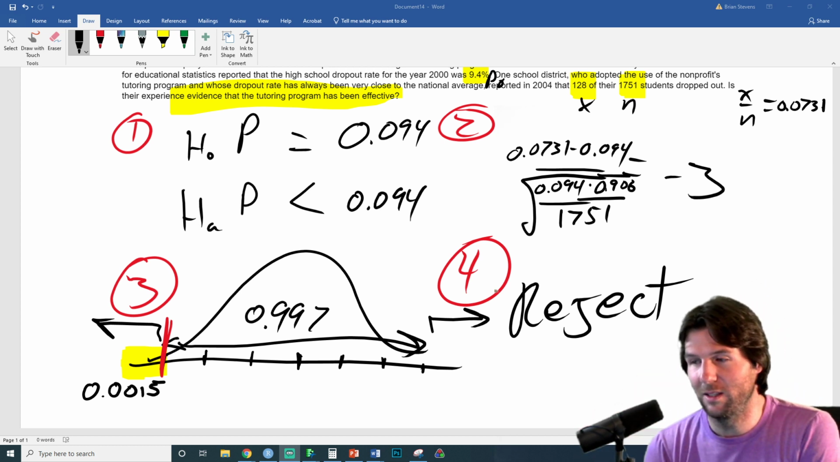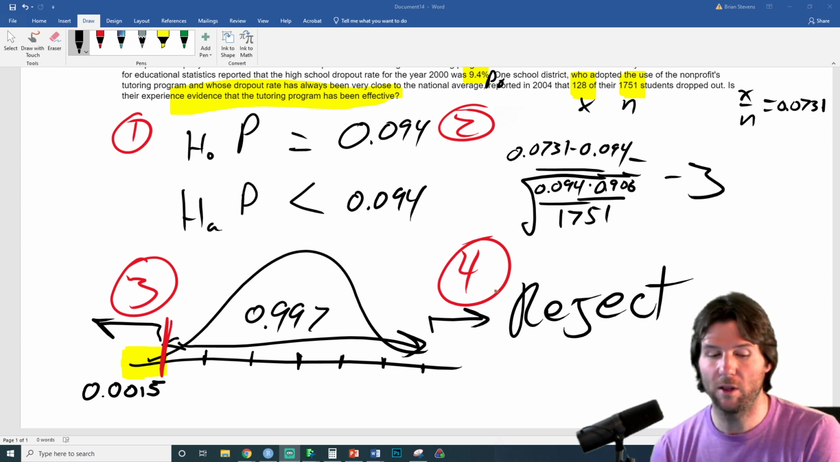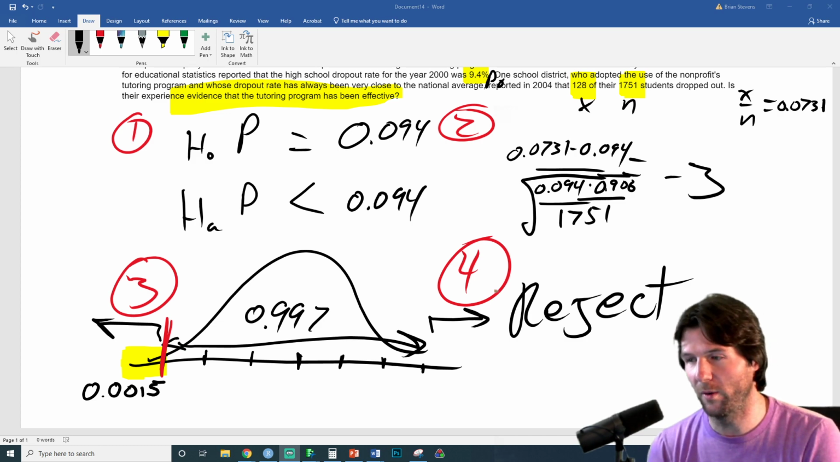My test statistic is 3.18. Does it make sense for my p-value to... yeah, your p-value will be a little bit less. Yours will be like 0.0008.